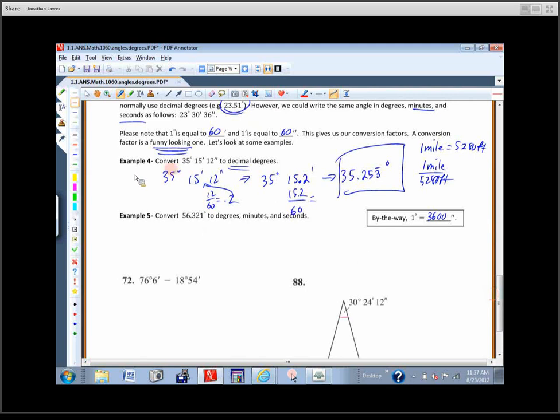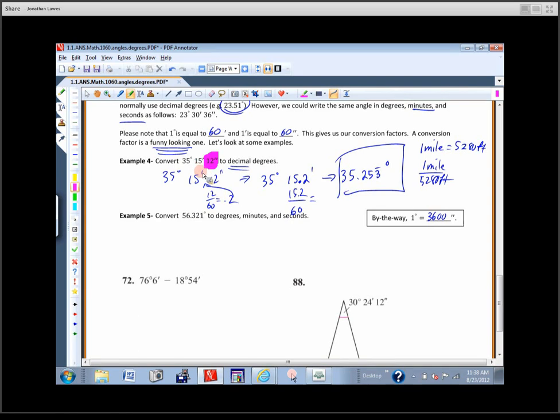So if you look at example 4, it says convert 35 degrees, 15 minutes, and 12 seconds into decimal degrees. And on this one it says take this measurement, which is in decimal degrees, and we want degrees, minutes, and seconds. So the two of these are like opposites. So if we understand one, we'll probably be able to understand the other one. So here's the basic idea. If I cover this one up right here, and I have 35 degrees and 15 minutes, okay, 1 degree is 60 minutes. So if you have 60 minutes, you have a full degree. Well, we don't have 60 minutes right here, so we have a fraction of a degree.